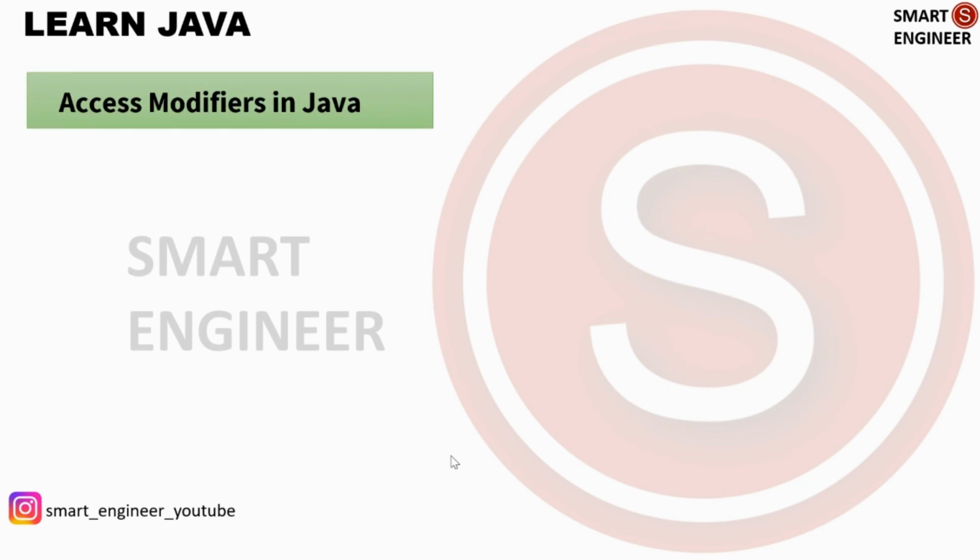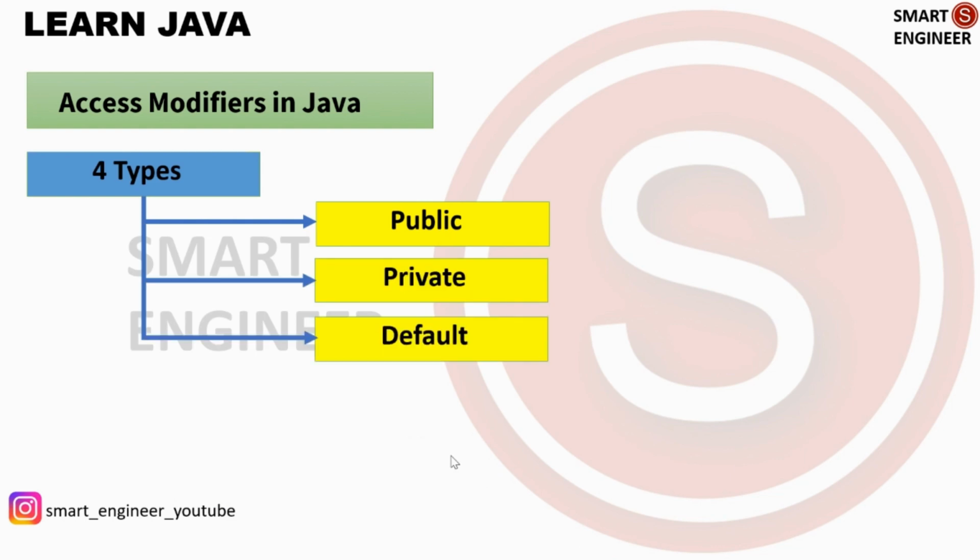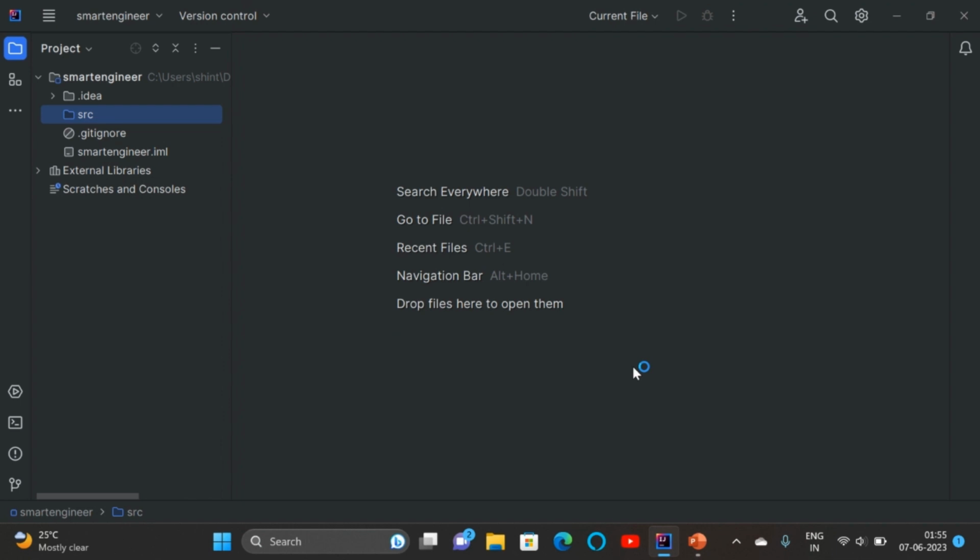Access modifiers in Java. There are mainly 4 access modifiers. They are public, private, default, and protected. We can learn one by one by going to IntelliJ.